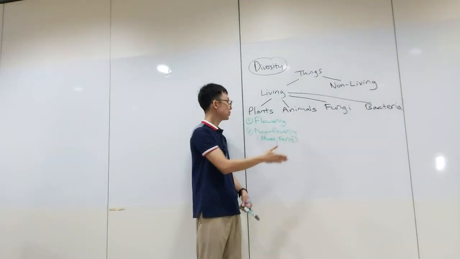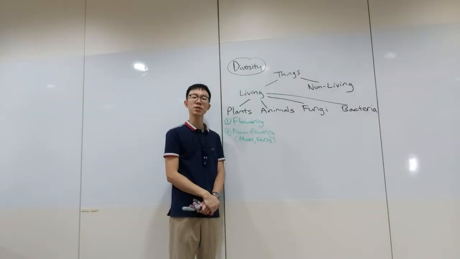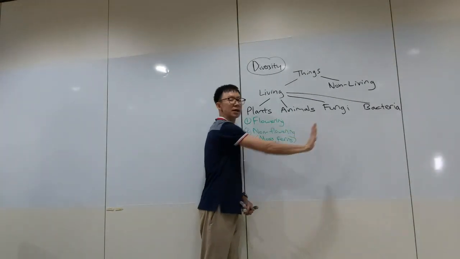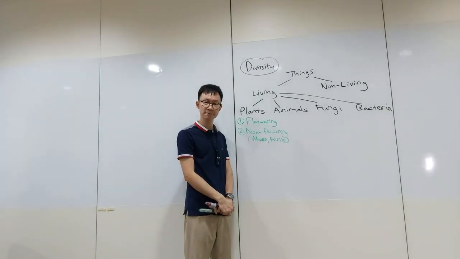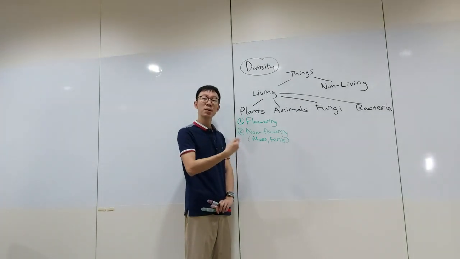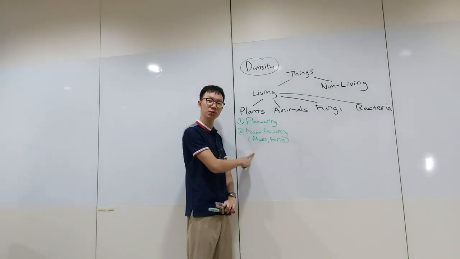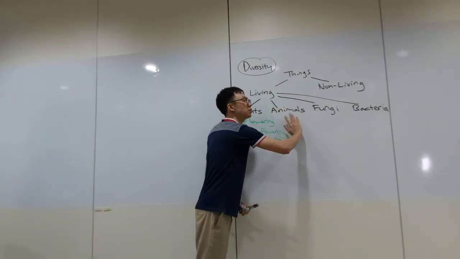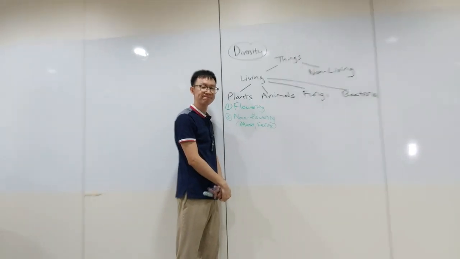Now, I have drawn flowering plants and non-flowering plants. All types of plants, I have drawn them in green because plants have a very special power that none of the other groups of living things have. Do you remember what is the special power of plants? Plants can make their own food. So, only plants can make their own food. All the other groups of living things cannot make their own food.